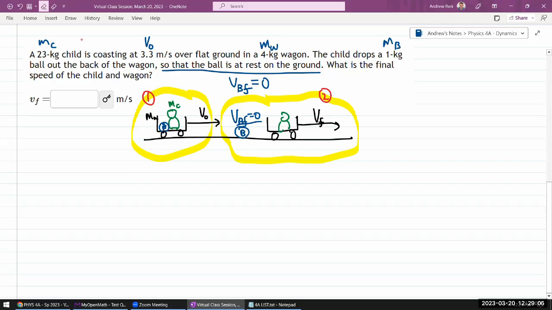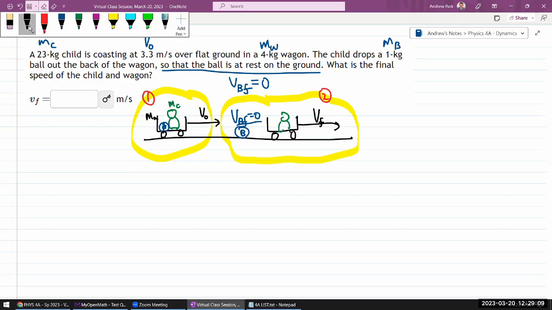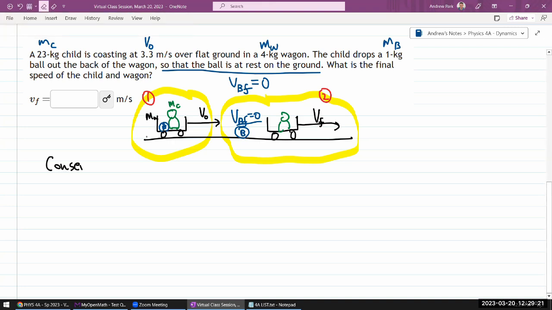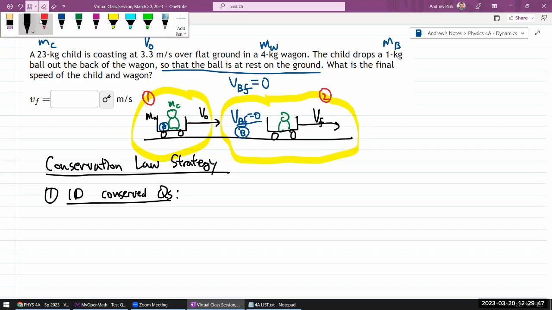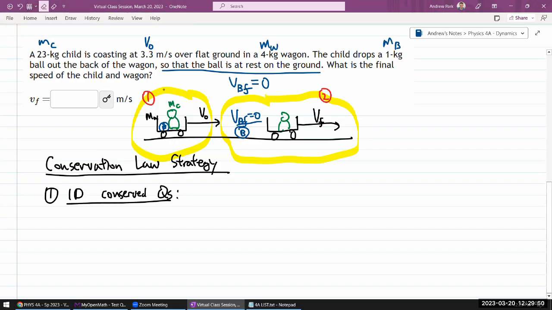And as I'm doing that, I'm thinking, what kind of problem solving strategy can I apply here? My number one choice, almost always from this point on, throughout my entire physics career, will be, can I use conservation strategy? So I'm considering conservation law strategy as a possible way to tackle this question. The very first step in conservation law strategy is you need to identify conserved quantities. And it helps me to list all the quantities that we know can be conserved.